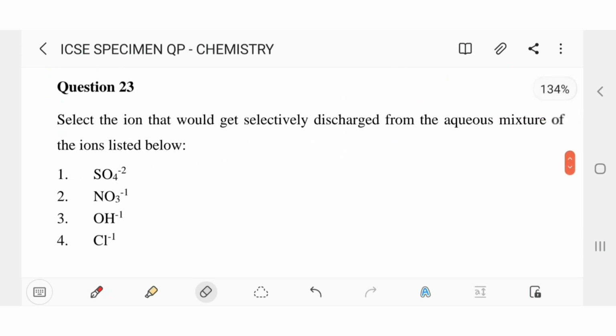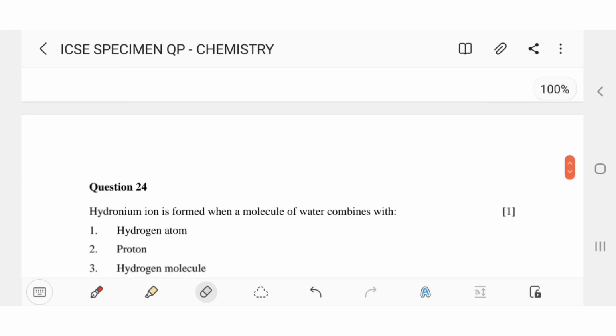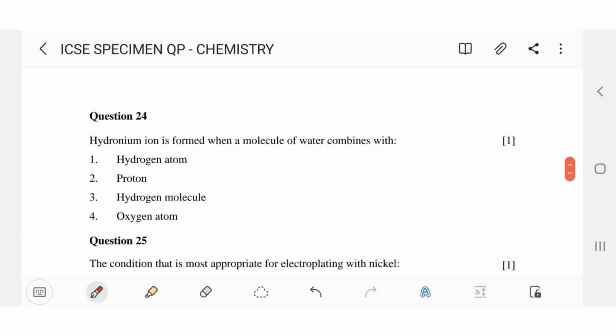Now, question number 23. Select the ion that would get selectively discharged from the aqueous mixture of the ions listed below. So out of the mixture of these ions, OH minus ion will get discharged. Now, question number 24. Hydronium ion is formed when a molecule of water combines with what? It is H plus ion, right? And H plus ion is also known as proton.